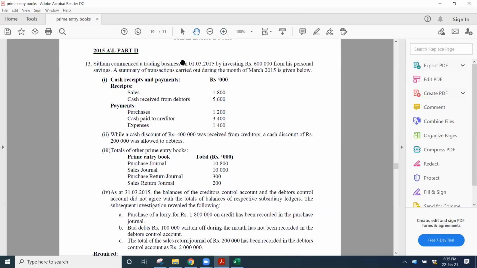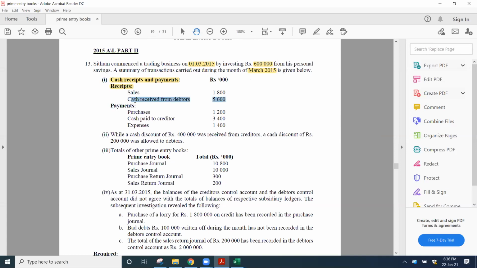Situm commenced a trading business on 1st of March 2015 by investing 600,000 from his personal saving. A summary of transactions carried out during the month of March 2015 is given below. So commenced 1st of March and the transactions are given for the month of March. Cash received and payments during the month is given. Sales 1.8 million. Cash received from debtors 5.6 million. These are receipts.